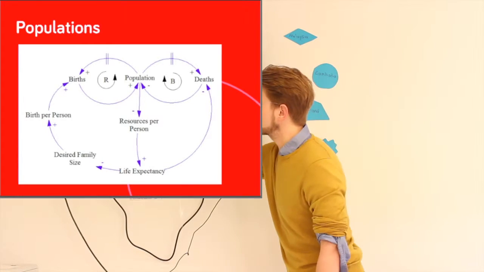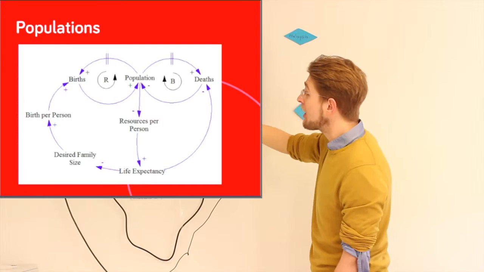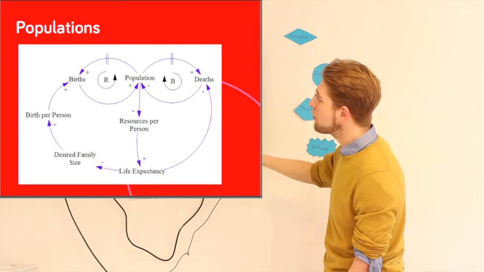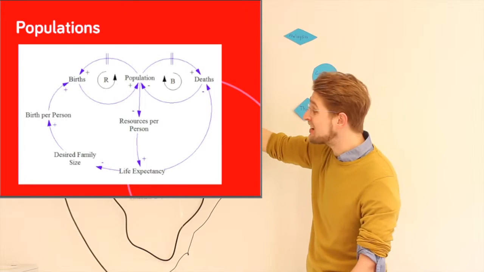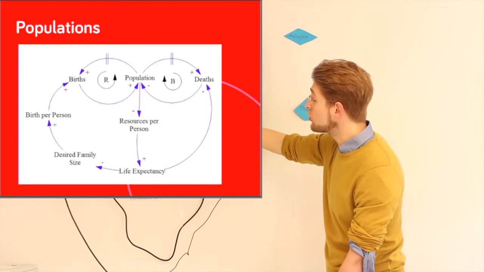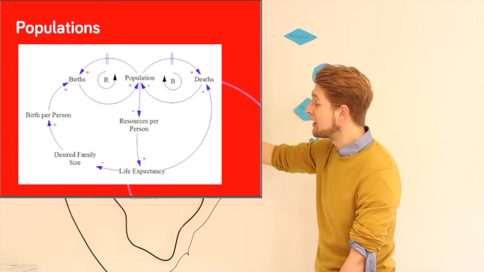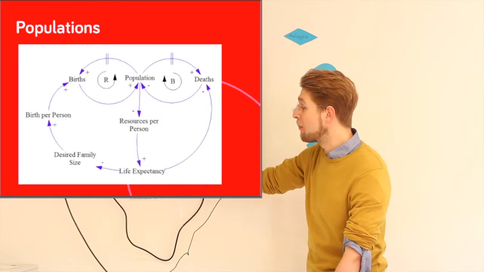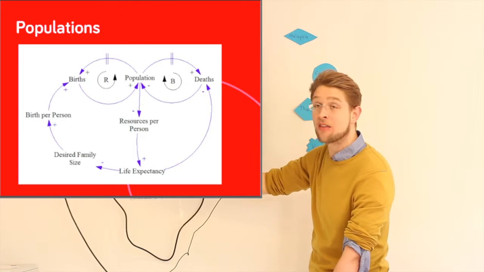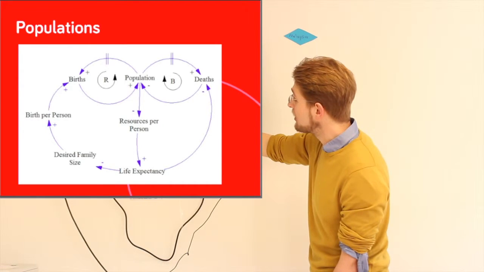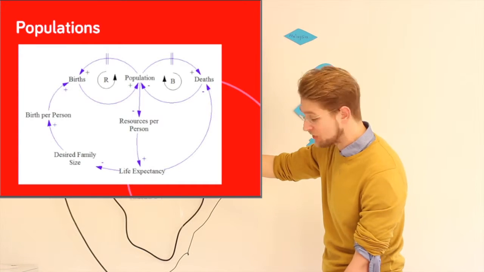So we have these loops that we were looking at already, and then we have another one which says, as the population increases, the resources per person will decrease. As the resources per person decrease, life expectancy will decrease. Because this link has a positive polarity, a decrease on one side means a decrease on the other, right? So as the resources per person decrease, life expectancy will decrease.